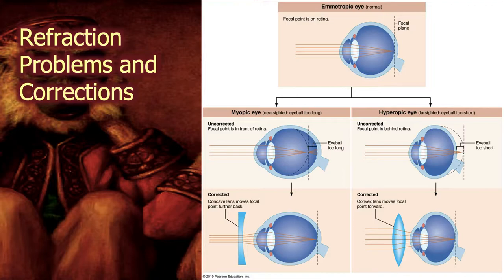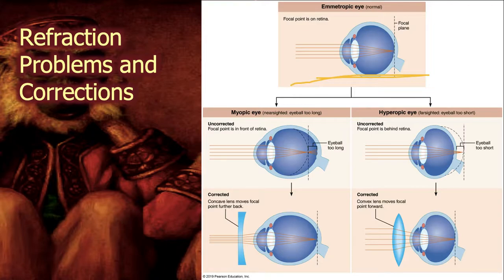Okay. Refraction problems and corrections. So some of us are born with eyes that do not see as well as others, and we have to wear glasses. If you have perfect vision, you have an eyeball like this guy up here, the emmetropic eye. We could really say that you have a beautifully shaped eye. Beautifully shaped eyes that are nice and spherical give us good vision.